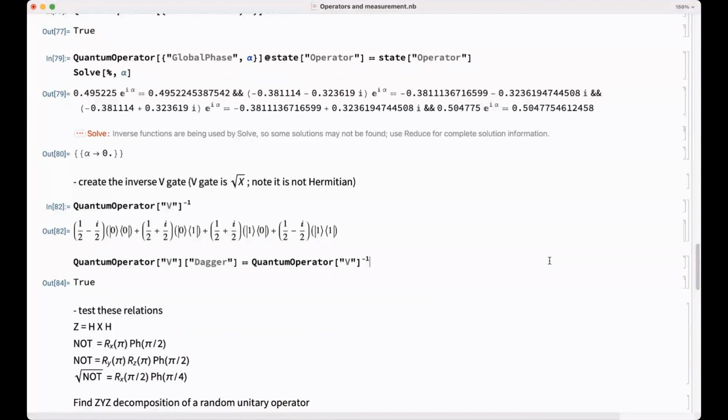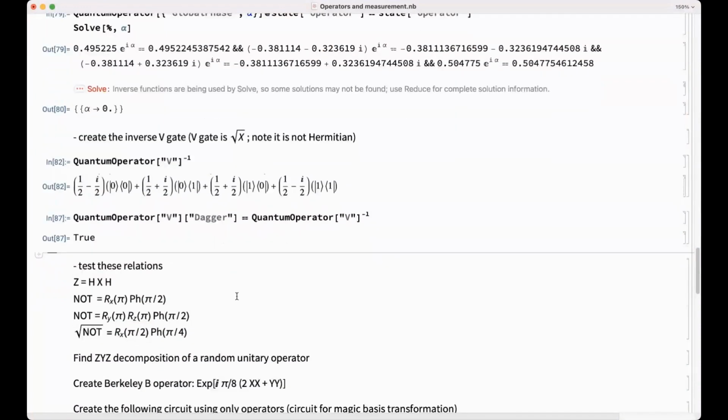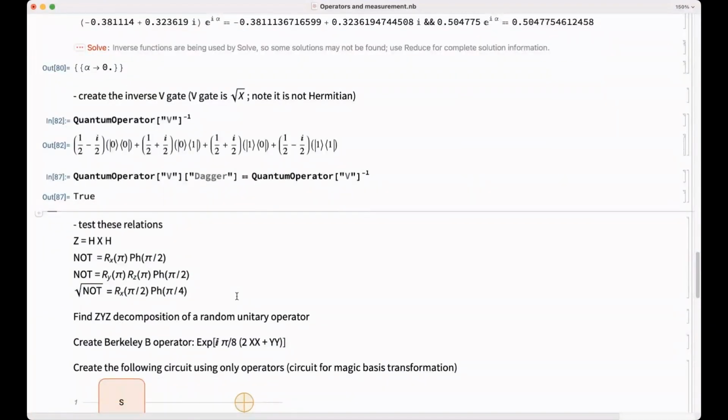Okay. So what else? Let's skip through those relations. It's easy, they can check it. Let's go. How much time do we have? Let's look at the circuits. Let's go with the magic ones.